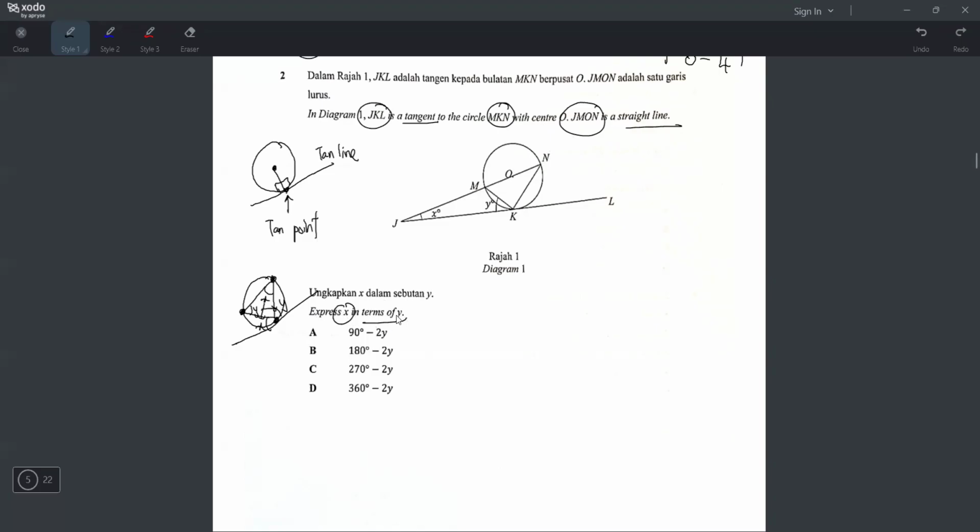Express x in terms of y. Okay, what's the meaning of x in terms of y? It means they want to find x, right? They want to find x equals, but your answer will be in terms of y, right?